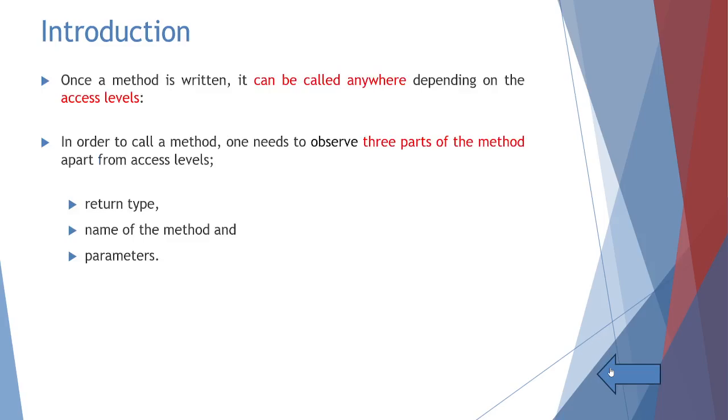Once a method is written, it can be called anywhere depending on the access levels: private, public, protected, and package level. Access levels plus three parts of the method we need to see in order to call. The first one is the return type of the method. The second one is the name of the method. And the third one is parameters. What are they? Return type, name, and parameters.